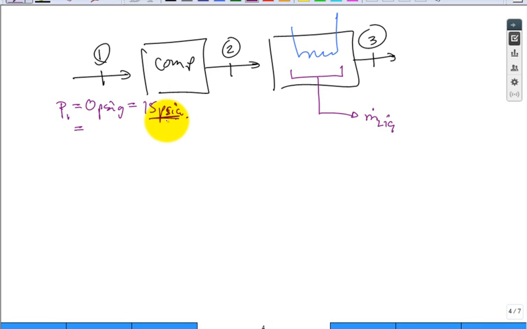If I said that 15 PSIA is the absolute pressure of the air in this room, somebody says, I don't want to know PSI. I don't want to see it for the rest of my life. Just tell me that in kilopascal. What is it in kilopascal? 100 kilopascal, roughly. All right.